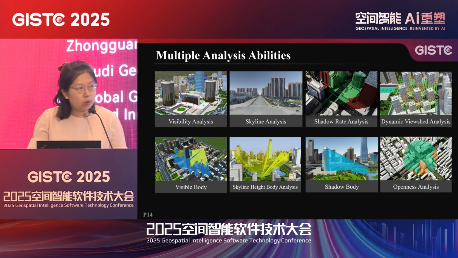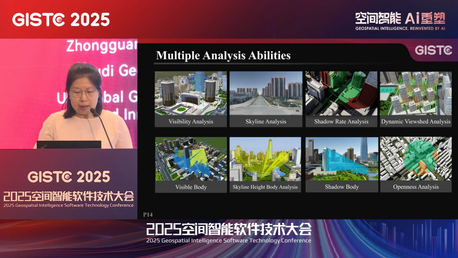Based on these 3D models, we can perform various analyses, such as visibility analysis, skyline, viewshed, and shadow rate analysis, and so on. The platform not only generates these analysis results, but also allows us to export them. For example, the skyline height restriction model serves as an essential tool in urban design approval, helping control building heights to preserve cityscape harmony.